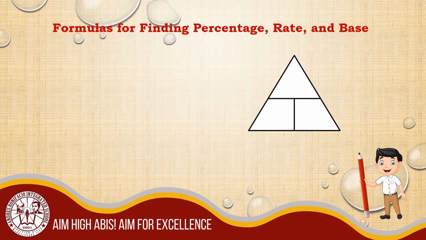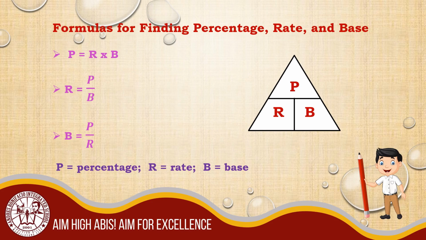Narito ang mga formula o dapat sundan para sa pagkuha ng percentage, rate, at base. The teacher's triangle can help you to remember the three formulas. To find the percentage, since magkatabi ang rate at base, it means multiplication. Percentage is equal to rate times base. To find the rate, since P is over B, it means division. Rate is equal to percentage divided by base. To find base, since P is over R, it means division. Base is equal to percentage divided by rate. P means percentage. R means rate. B means base.